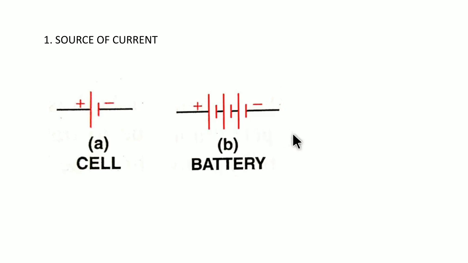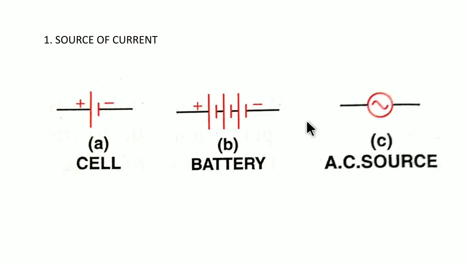Now for AC current, we always represent it with this kind of symbol. There is a small sine wave inside a circle. This means that it's an AC source. AC stands for alternating current. So these are the three sources that can be used. If it is AC, then this symbol will be used, and if it is DC current, then either a single cell, or if it is more than a single cell, two or three cells, then it will be called a battery.